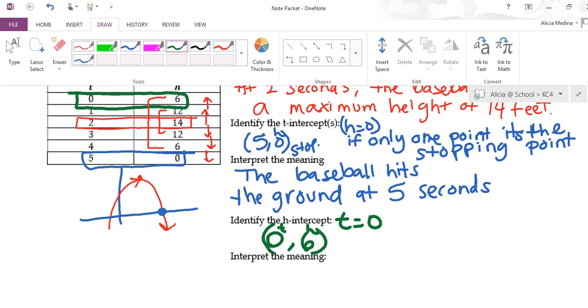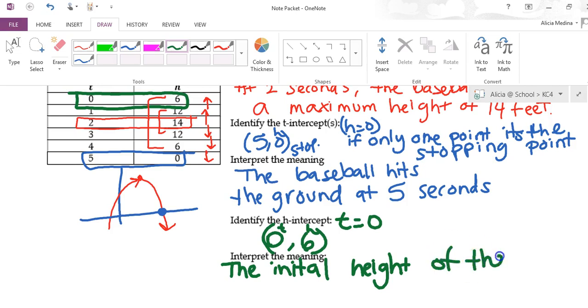So time 0 is talking about the initial height. So the initial height of the baseball is 6 feet. So again, kind of like that little diagram that I drew. The initial height would be right there, right? However far up it's starting in the air.